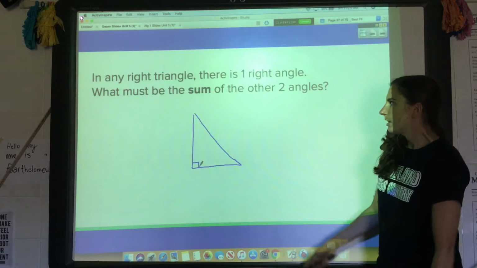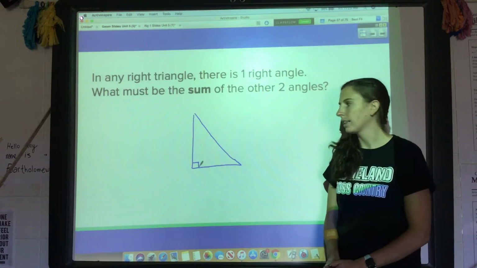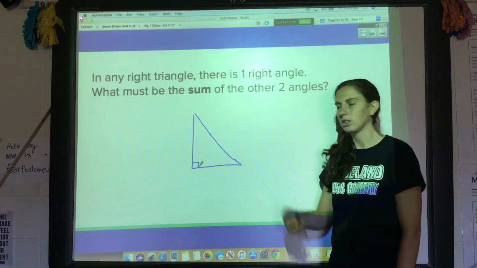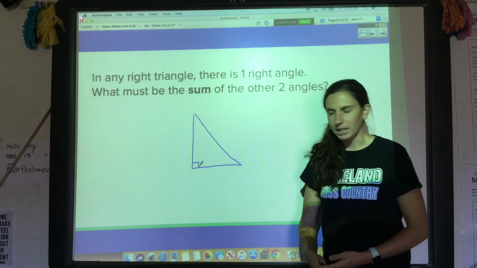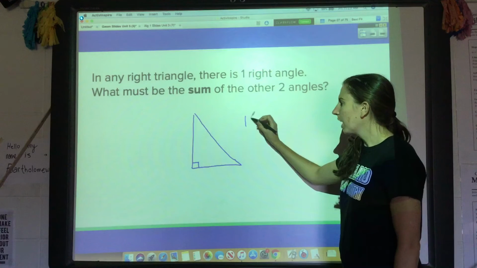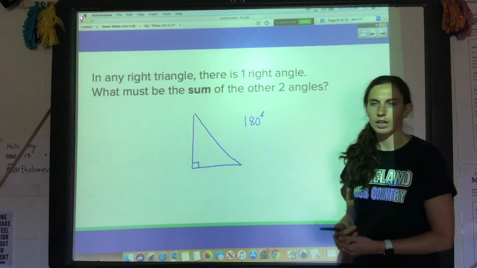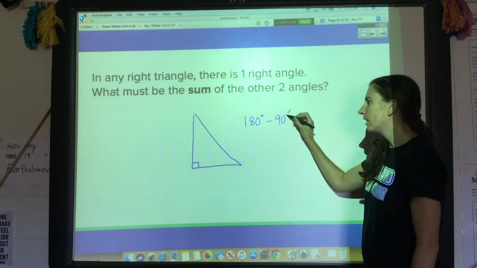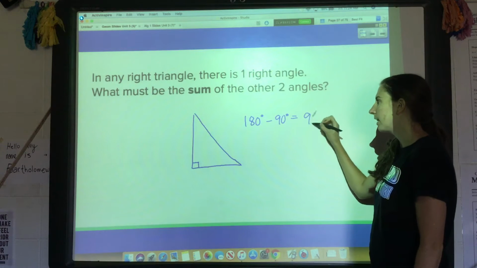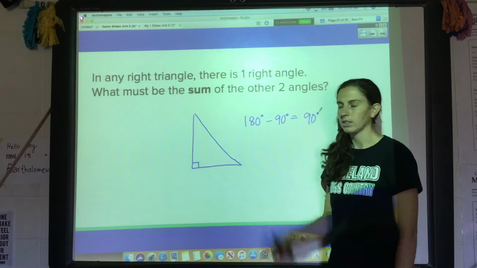So what must be the sum of these other two angles? Take a minute and think about that. If this is 90, what's left for these two? Hopefully you've had time to think about that. So we've got 180 degrees for all three angles in the triangle. That's the triangle sum theorem. So if I take out 90, that leaves another 90. That 90 is going to be split between these two.